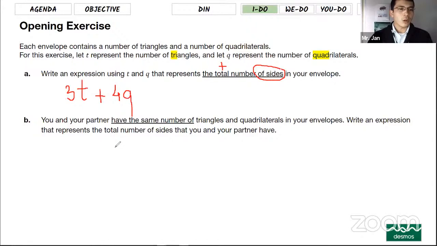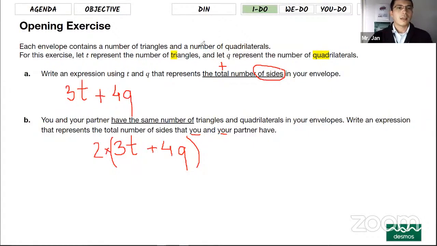So we already know each envelope has a total number of 3T plus 4Q, right? Because there are two of you, you and your partner, if you multiply the total number for one of you, you're going to obtain the total for both of you, right? So you need to multiply by 2.